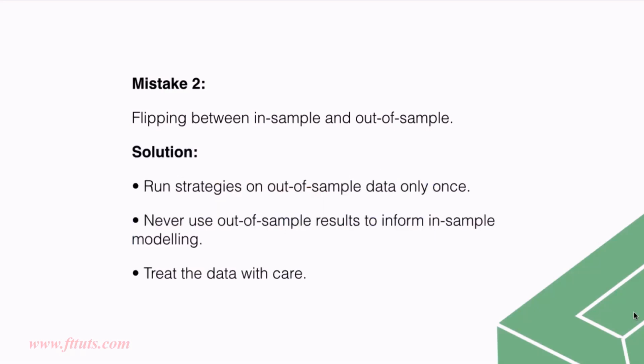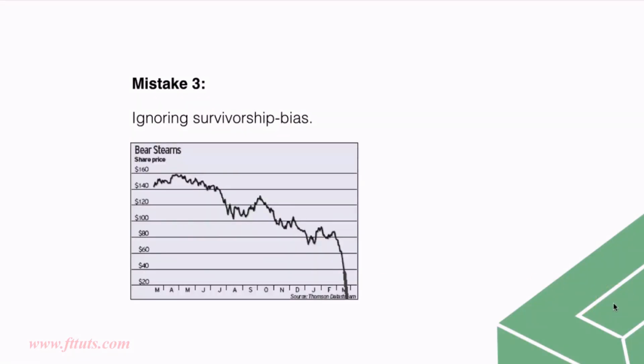It's best to run a strategy on out-of-sample data only once. Using out-of-sample results to inform in-sample modeling leads quickly to curve fitting. In general, developers should treat their datasets with the utmost care. Number 3, ignoring survivorship bias. During backtesting, it's important to use data that is an accurate reflection of real trading conditions.